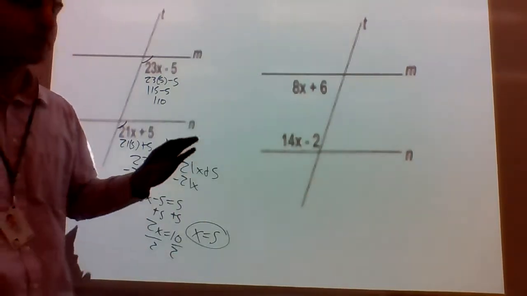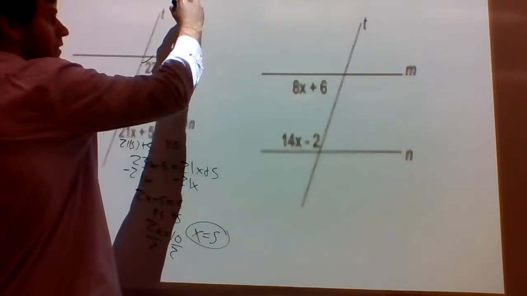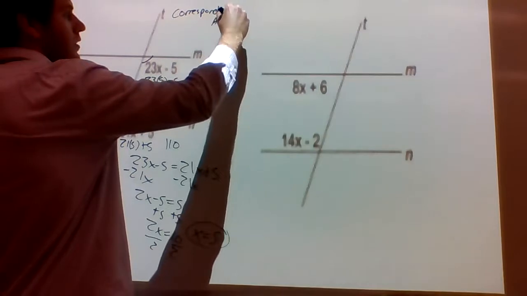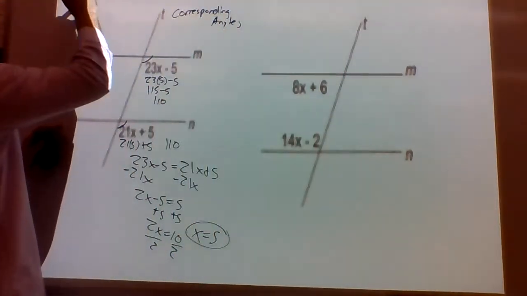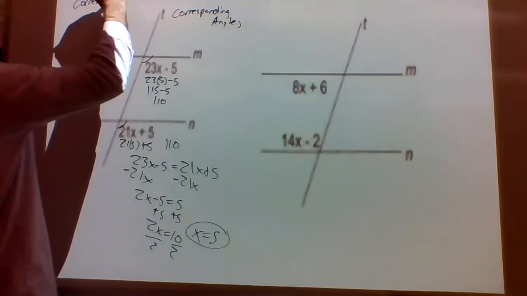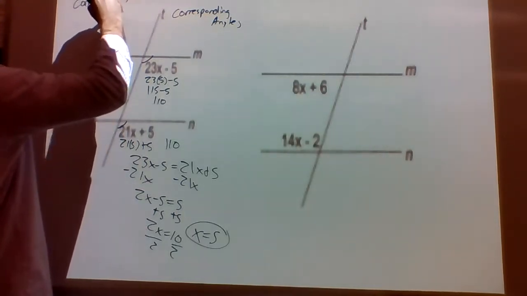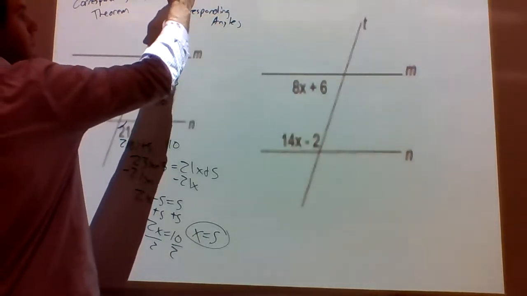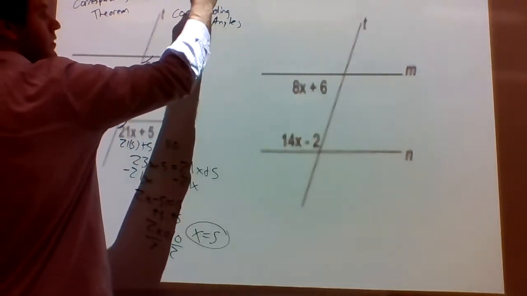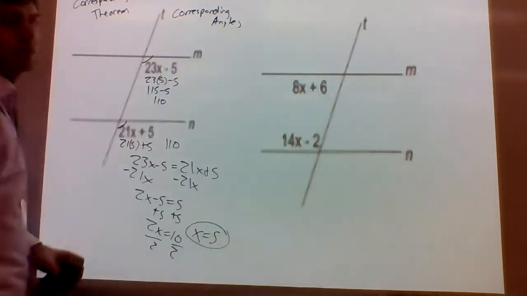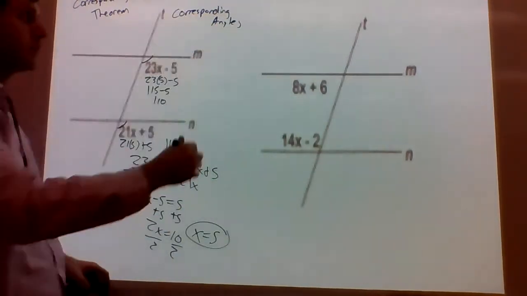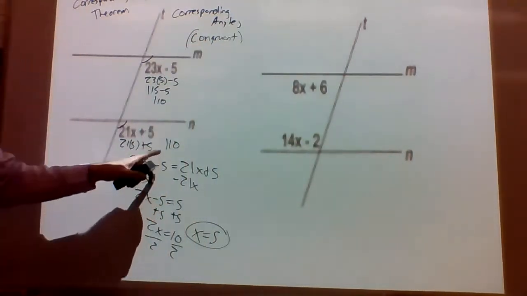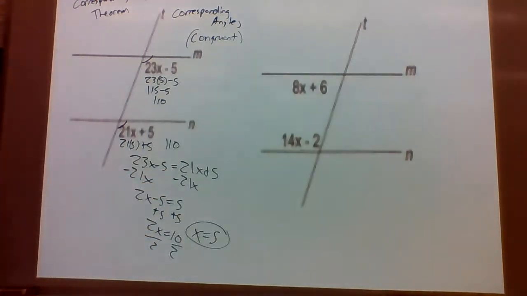Okay, so the first thing we want to do is figure out what kind of angles they are. These are corresponding angles. Since the lines are parallel, the corresponding angle theorem tells us that if M and N are parallel, then they are going to be congruent. The corresponding angles are congruent, so they're going to equal each other. Then we can find x.